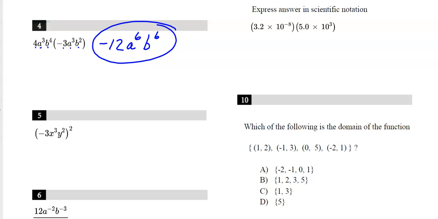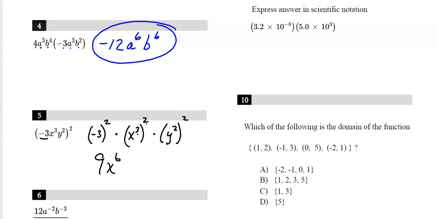Now, number 5, I'm raising a power to a power. So everybody in here needs to get raised. So I have this negative 3. These parentheses are super important. To the 2nd. Then I got to do the x third to the 2nd. Then I have to do the y squared to the 2nd. Negative 3 times itself, well, that's a positive 9. When I raise a power to a power, I multiply. So it's a little different than number 4. And 2 times 2 will give me 4. And we are all set there.